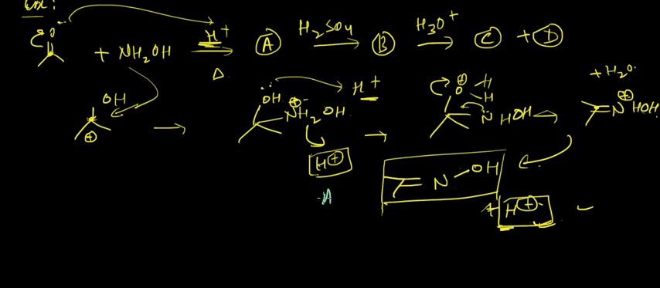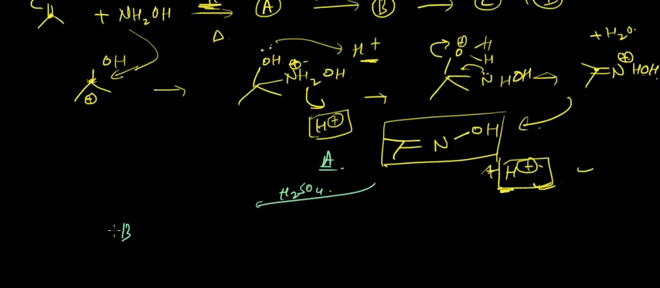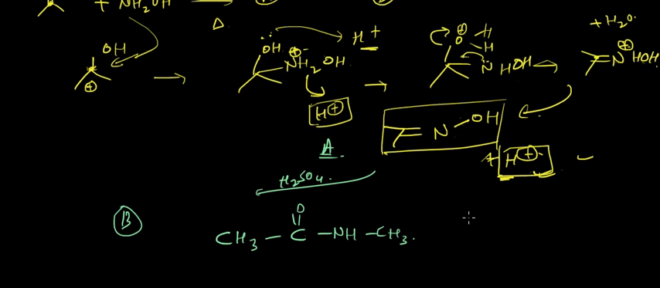So now what will happen on this ketoxime is, on reacting with H2SO4 we'll get something like the primary amide. Okay, this would be the product B, and on hydrolysis what will we be getting?